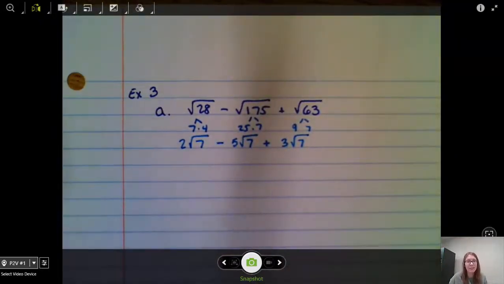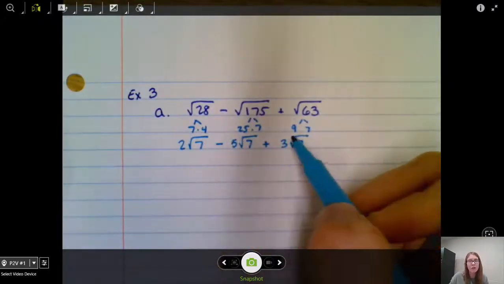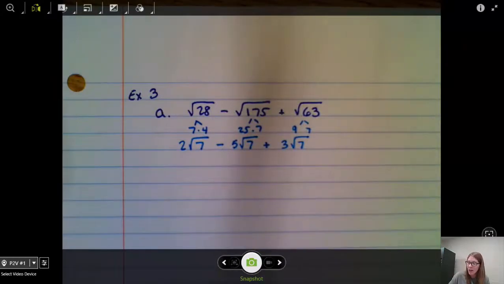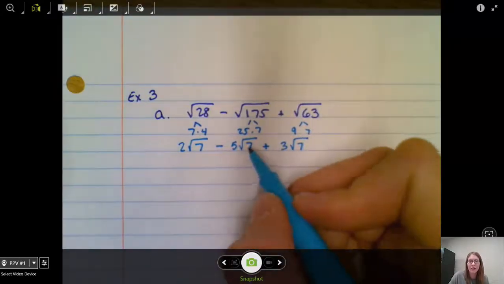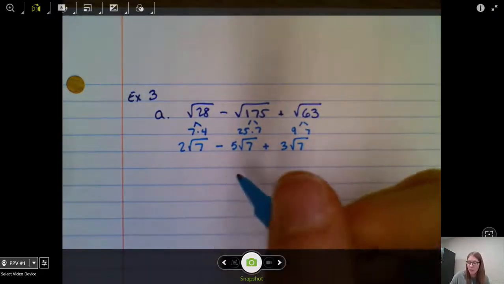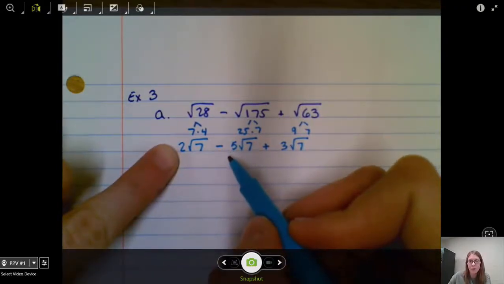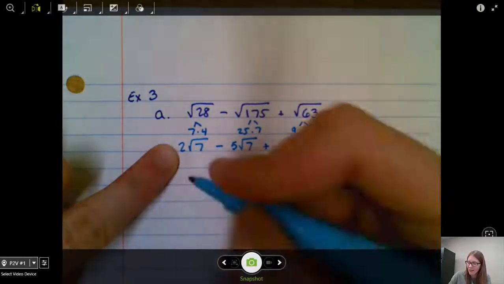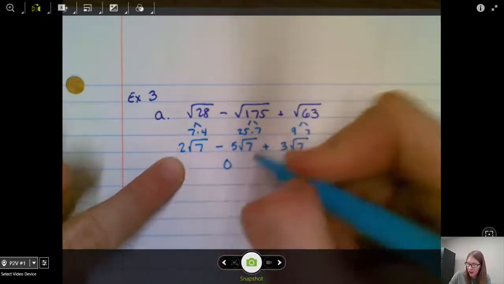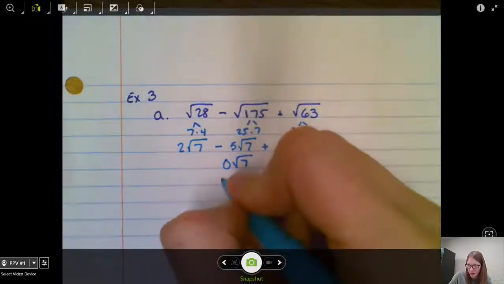All right, so after that simplifying, look what we have. I have a square root with each, so the index is the same. And I also have a 7 underneath. 7 is my radicand. So because my index and my radicand are the same, now we can simplify here. 2 minus 5 is negative 3, plus 3 is 0, radical 7, which is just 0.